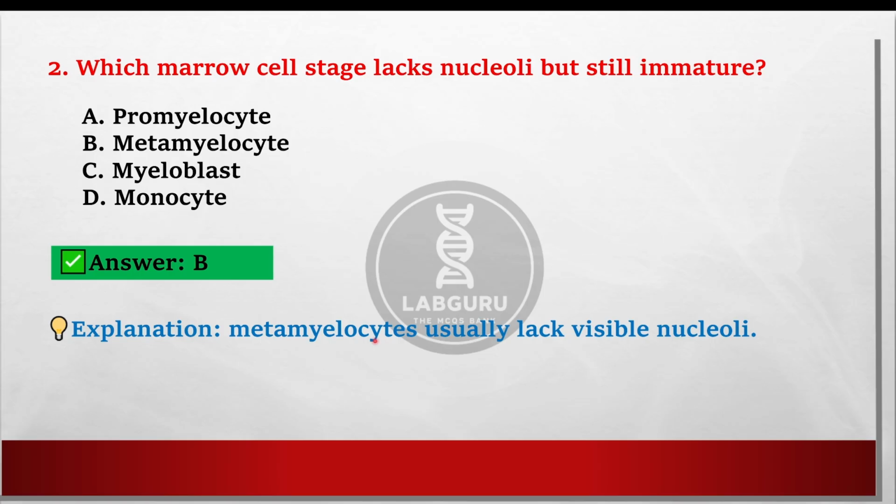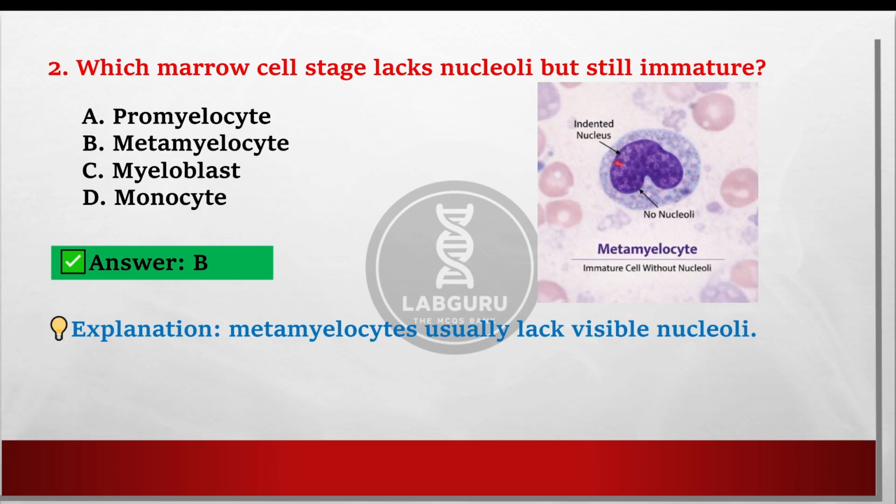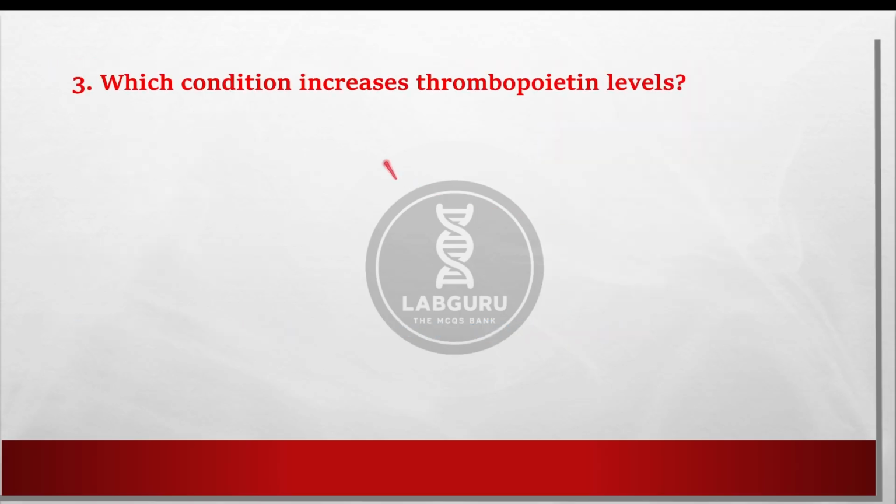Metamyelocytes usually lack visible nucleoli but they are considered immature cells. You can see in the picture an indented nucleus, no nucleoli, and this immature cell is considered an immature cell without nucleoli. Question number 3 is which condition increases thrombopoietin levels?